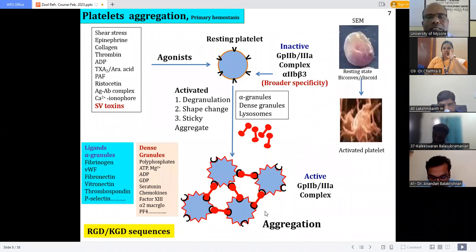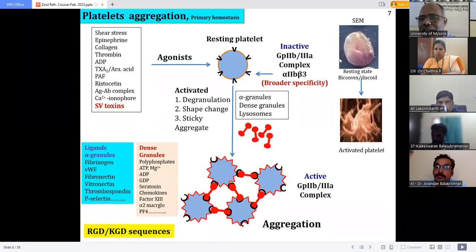Now let me give you the gist of platelet aggregation. As I already mentioned, platelets are enucleate, tiny cells. This is the scanning electron micrograph. In the resting state, platelets appear biconvex, a discoid-like structure.